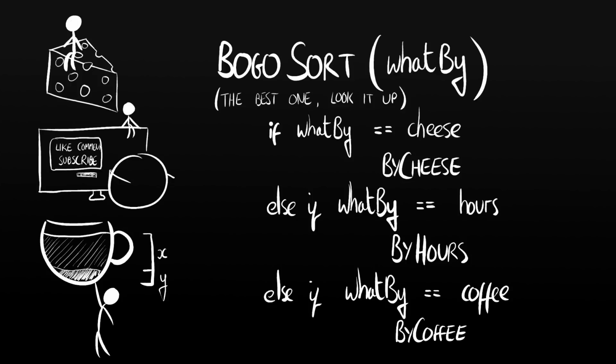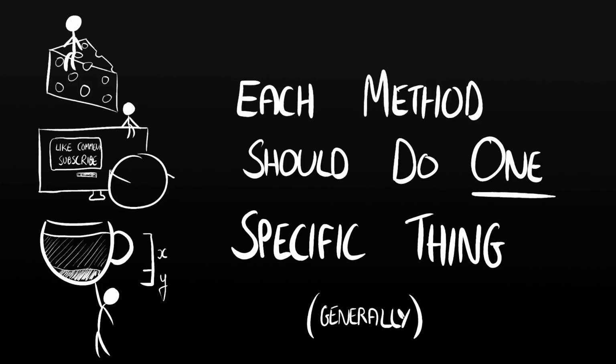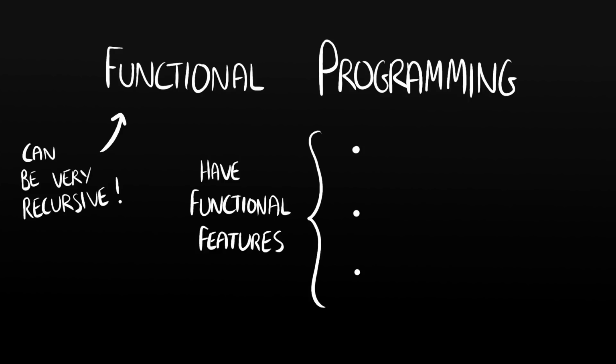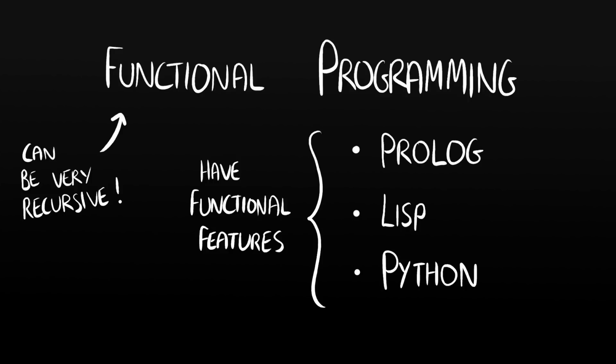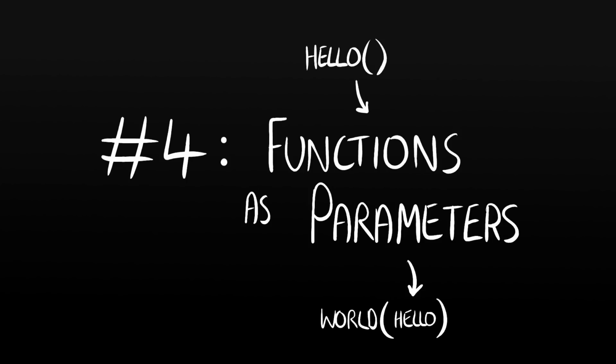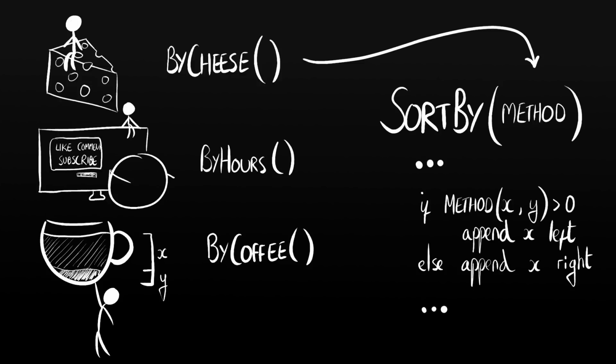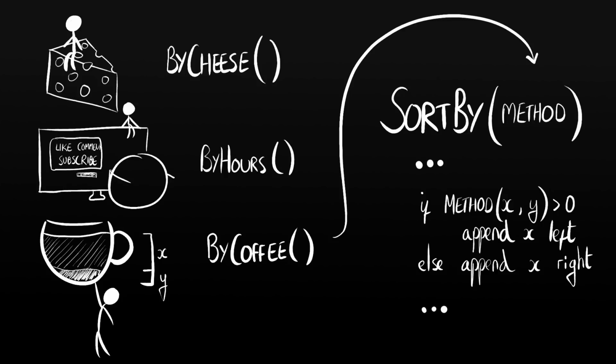Here is another golden rule. Each method should do something specific. There's an area of computer science known as functional programming. Certain languages have functional features, such as the programming language of God, and Lisp, and even Monty Python. A common feature of such languages is the ability to pass functions as parameters to other functions. So, let's write our functions to specifically compare cheese, hours, and milky coffee, then pass them to our generic sort function depending on which stage of the human segregation we're dealing with.